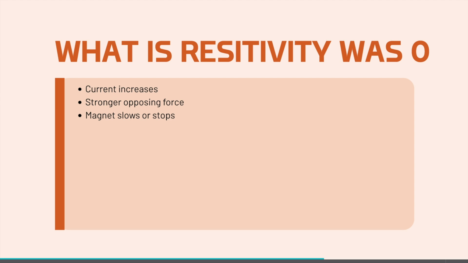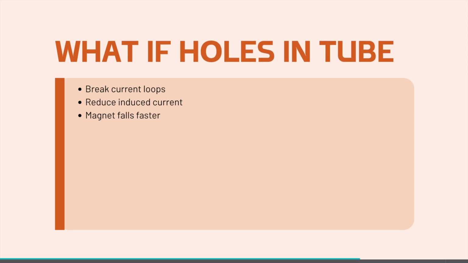If the resistivity were close to zero, the induced current would become very large. This would create a much stronger opposing magnetic force, potentially slowing the magnet dramatically or even stopping it. If there were holes or slots cut into the tube, the current loops would be interrupted. This reduces the induced current, which weakens the opposing force, so the magnet would fall faster.